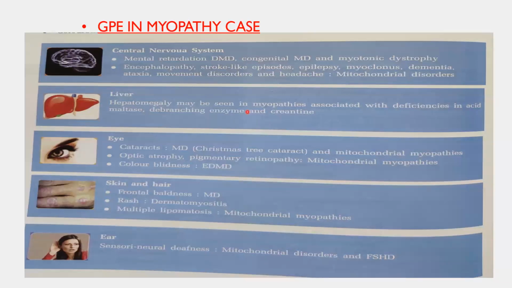If you are taking a myopathy case, you have to look for cognition and any symptoms of stroke, epilepsy, hepatomegaly, splenomegaly, cataract, optic neuropathies, color blindness, frontal baldness, rashes, lipomas, or hearing difficulties. These things are to be mentioned because all of these carry differential diagnoses. When a patient has sensorineural deafness, you can indirectly suspect mitochondrial disorders.